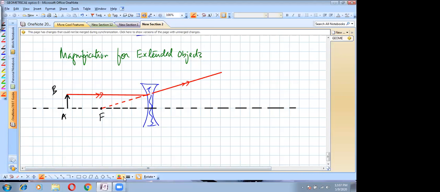And now we can just consider another ray of light which is passing through the pole. That one will go undeviated. You can see that this intersection point becomes the image of B. Or you can even consider that interesting ray, the third one we had considered, which is aimed at the image of the focal point on the other side. That becomes parallel to the principal axis after refraction.